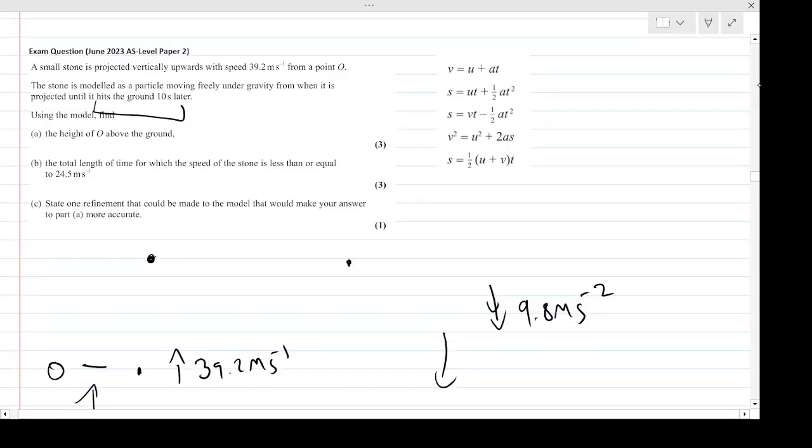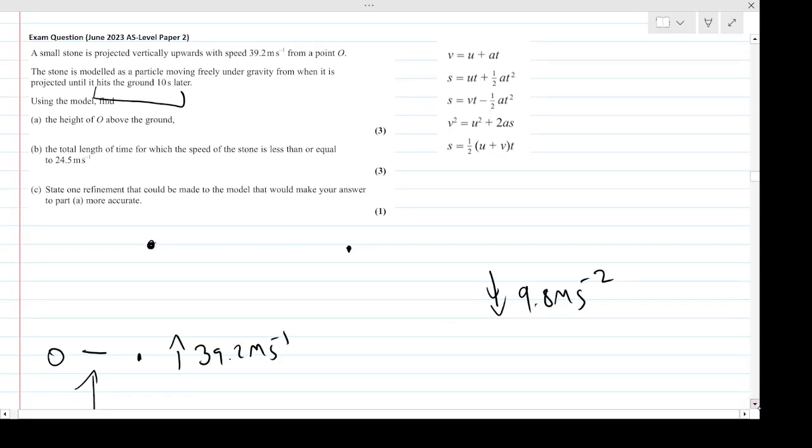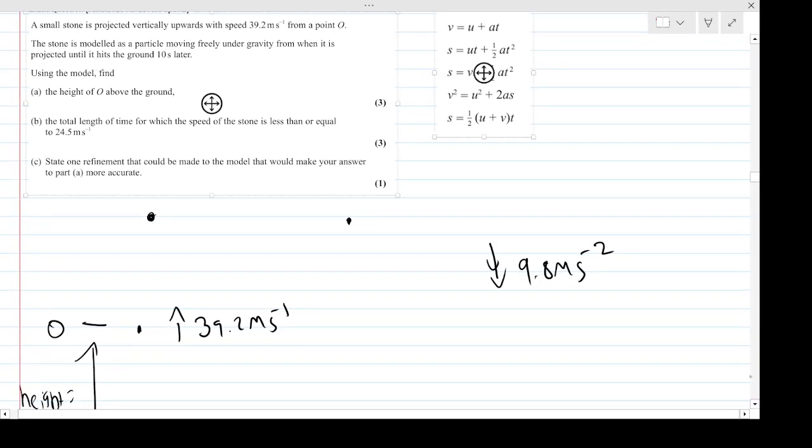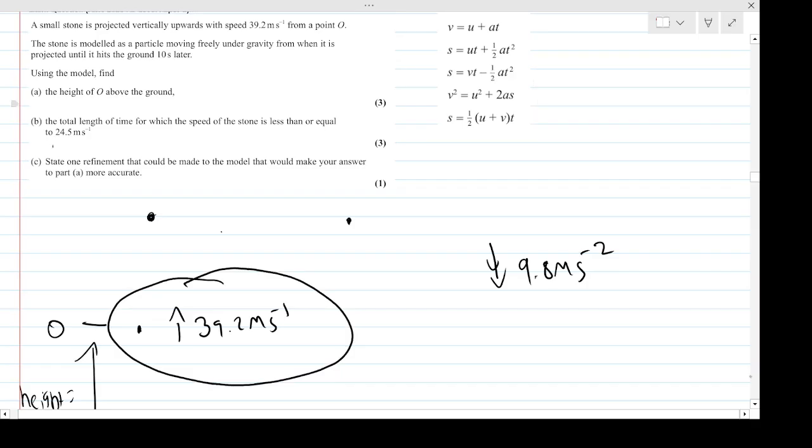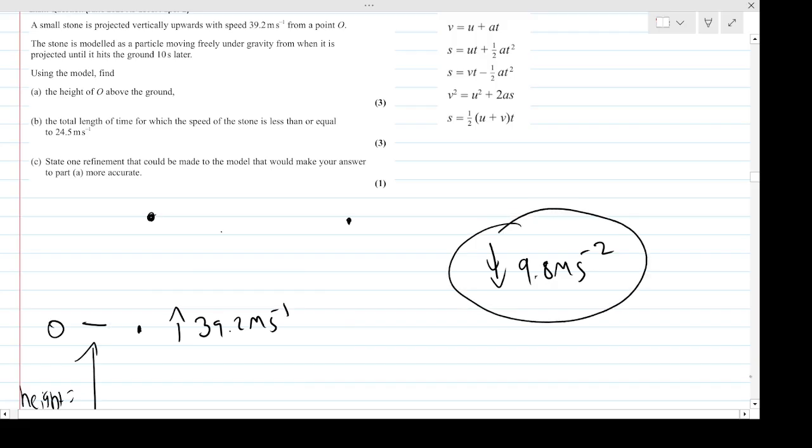Right, then it says for part b, find the total length of time for which the speed of the stone is less than or equal to 24.5 meters per second. Right. So, interesting question. So we want the time when the stone has a speed of 24.5 or less. Now, think about it, we're starting with a speed of 39.2. Well, 24.5 is less than that, right? So the idea is, because the gravity is slowing it down as it moves up, right?